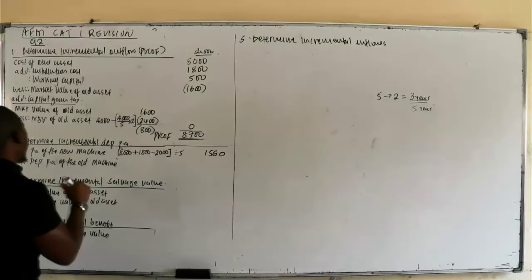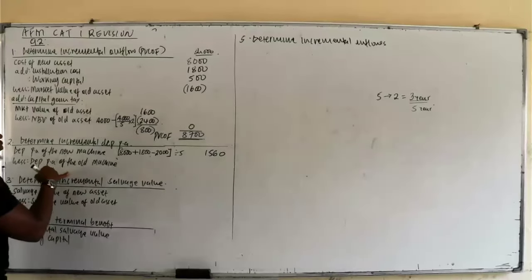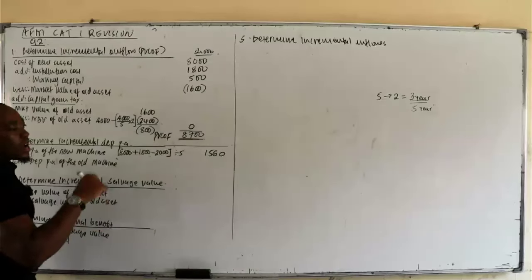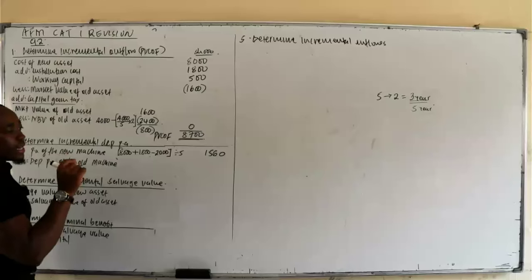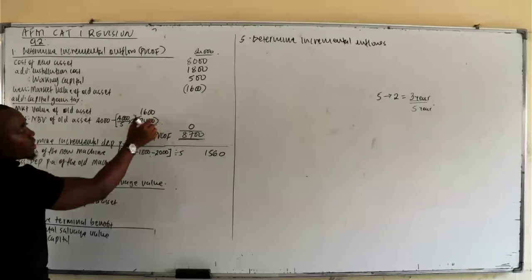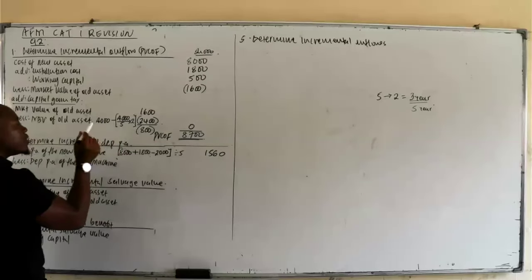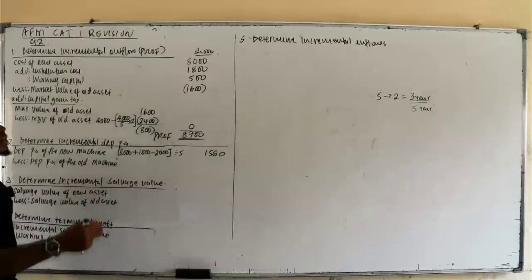1560. Then you raise depreciation per annum of the old machine. Now, for the old machine, we have done a revaluation. If you have done a revaluation, now you factor in the current carrying amount. And the current carrying amount of the old asset is 2.4. In this case, the original cost will not be used because we have done a revaluation.